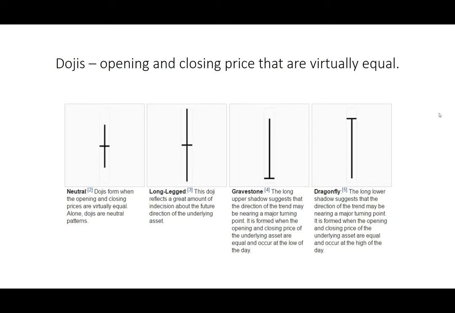Diba? And then you have a gravestone doji, which clearly shows that the price tried to go up, pero talagang malakas ang sell down. The long upper shadow suggests that the direction of the trend may be nearing a major turning point. It is formed when the opening and closing price of the underlying asset are equal and occur at the low of the day. For me, most of the time, napapansin ko bearish ito.